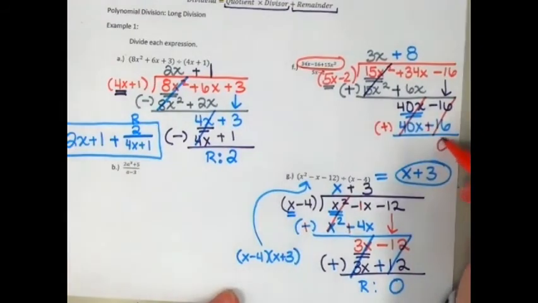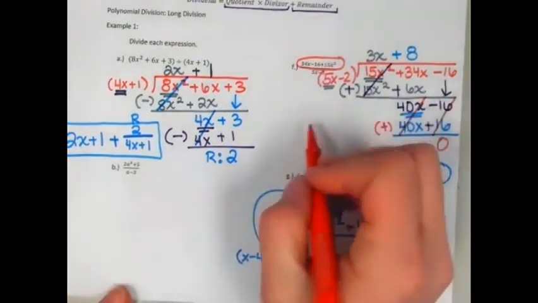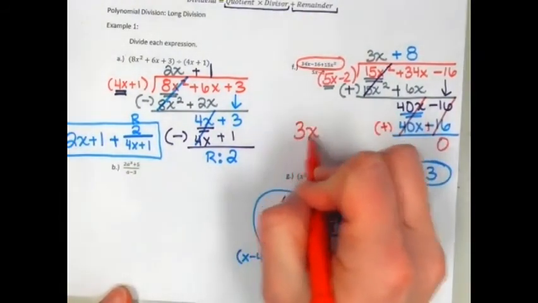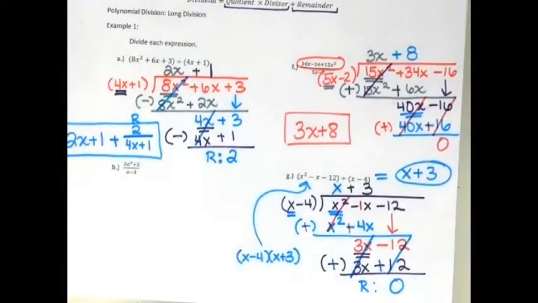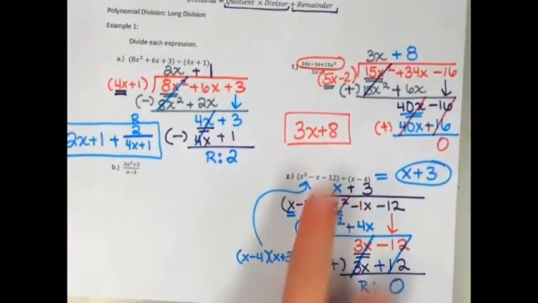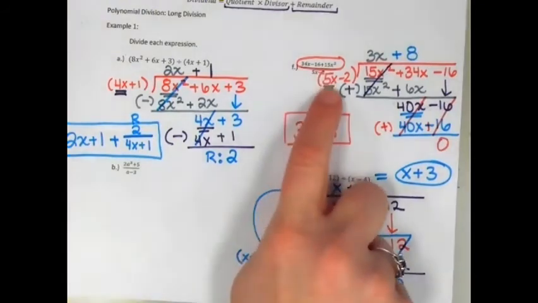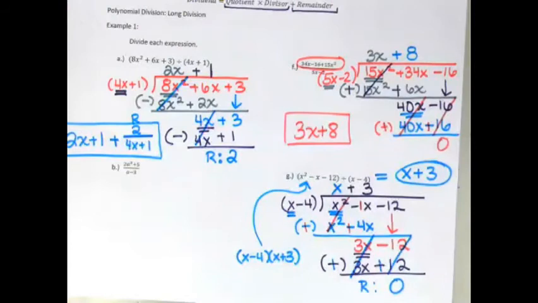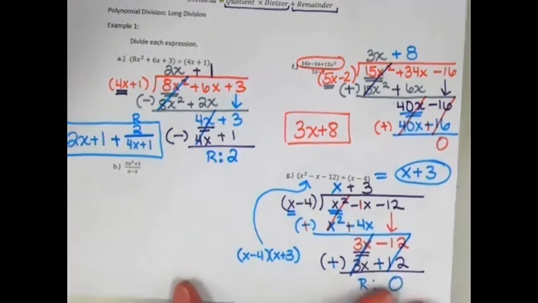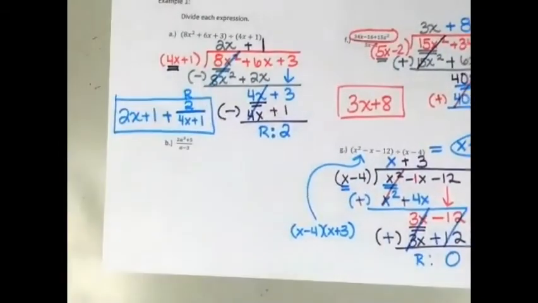0. So do we have a remainder here? No. So what is my quotient? 3x plus 8. And there you go. And we can check by taking 3x plus 8 times 5x minus 2 to see if we get to that. So if we FOILed it, would it get back to that original dividend? Okay. All right. Let's look at B.